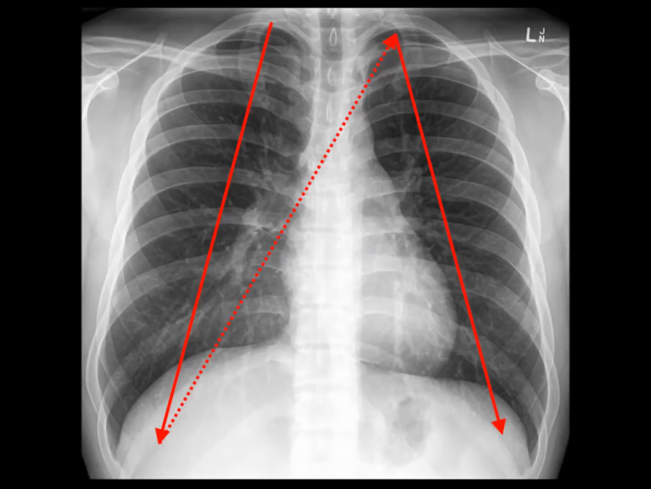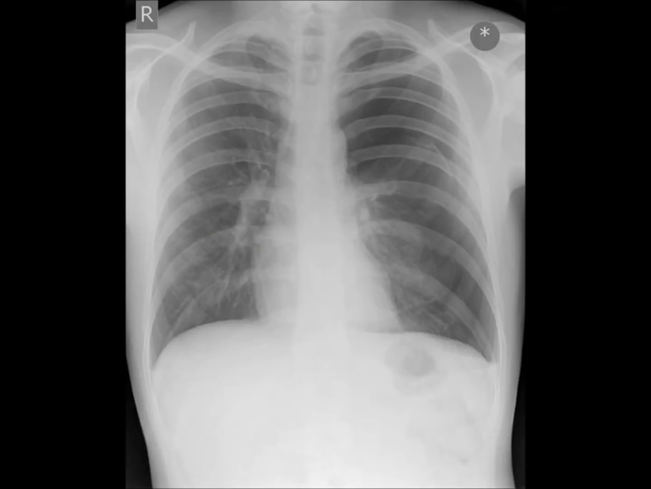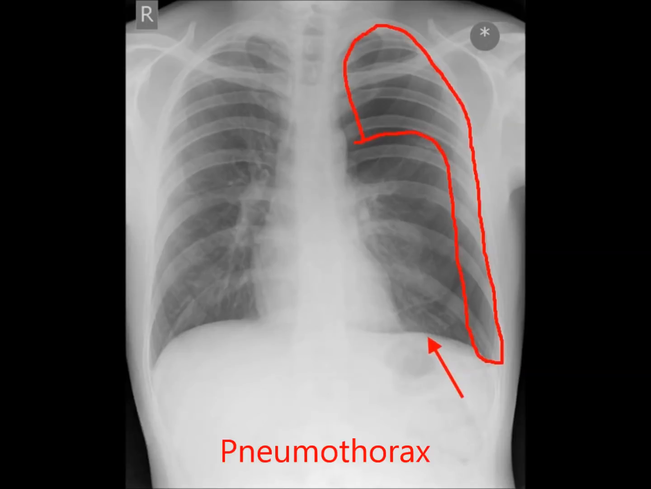Look carefully from the top at the apices to the bottom where the lung extends just below where you can see the diaphragm. Compare left to right. Firstly, see if there are any areas where normal lung markings are absent, as this may indicate collapse or pneumothorax. Can you see where the lung markings are absent in this one? This patient has a left-sided pneumothorax. I've outlined the area where the lung markings are absent. Also notice that the left hemidiaphragm is flattened compared to the right.